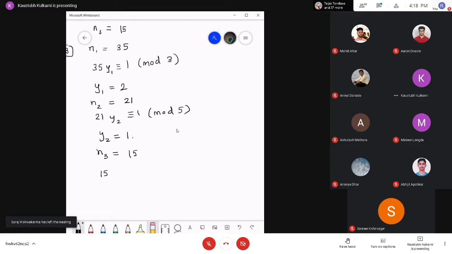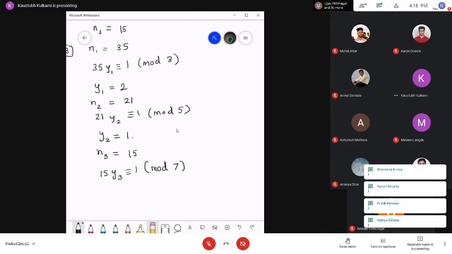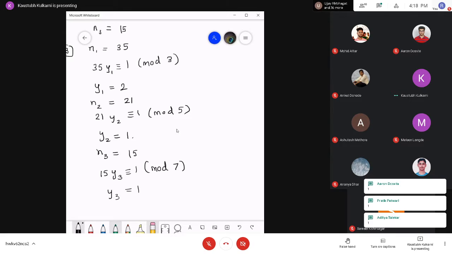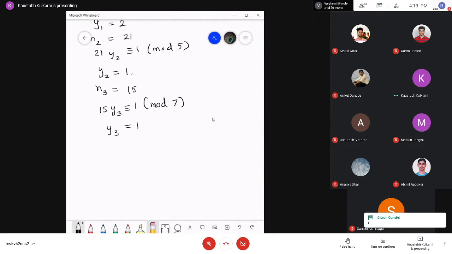15 y3 is congruent to 1 mod 7. y3 is again 1. We'll solve a slightly harder, different example later.